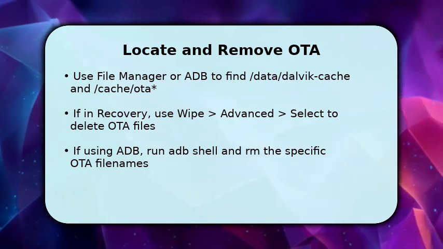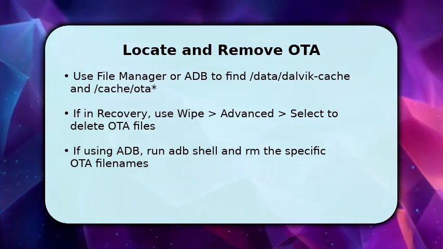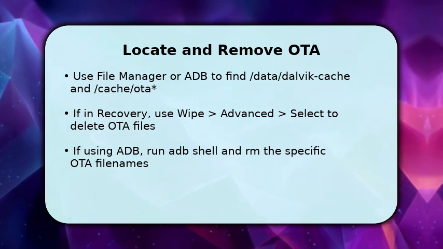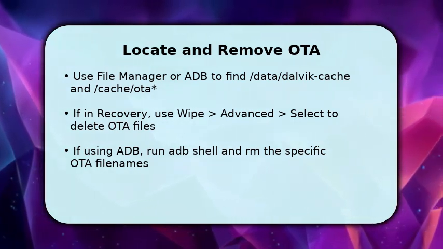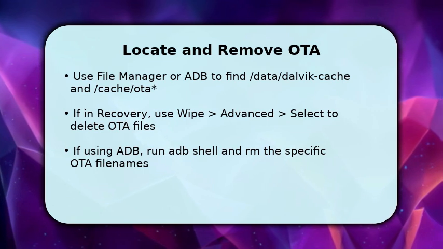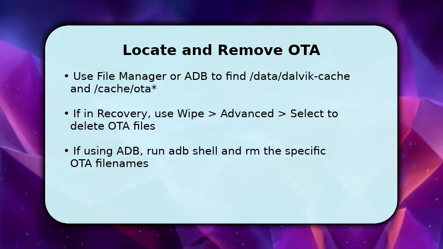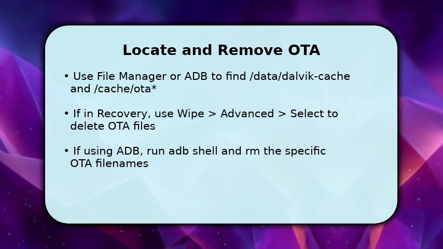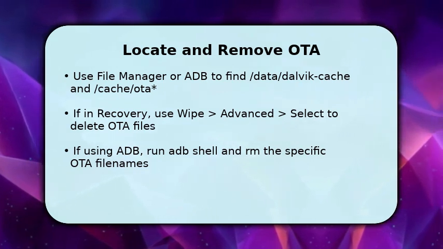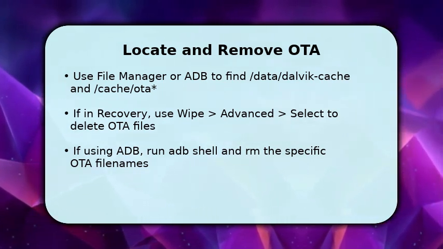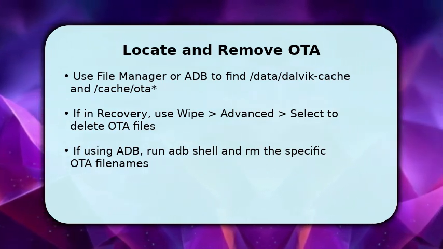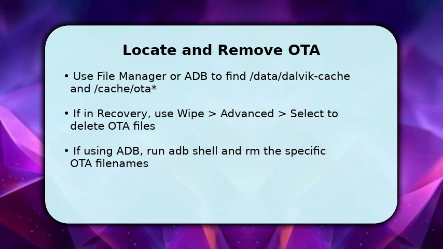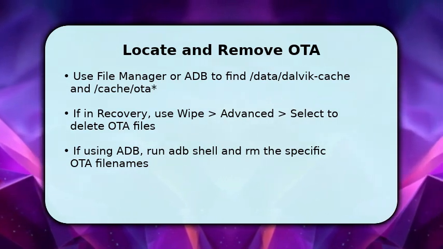If you have root or ADB, connect and use a file manager or an ADB shell to inspect /cache and /data for OTA update .zip or dm-verity packages. Remove only the OTA files. In recovery, choose Wipe Advanced and selectively remove OTA entries. Don't wipe user data. You do this because leftover packages trigger reinstall attempts. Make sure file names match the OTA to avoid deleting system partition files.